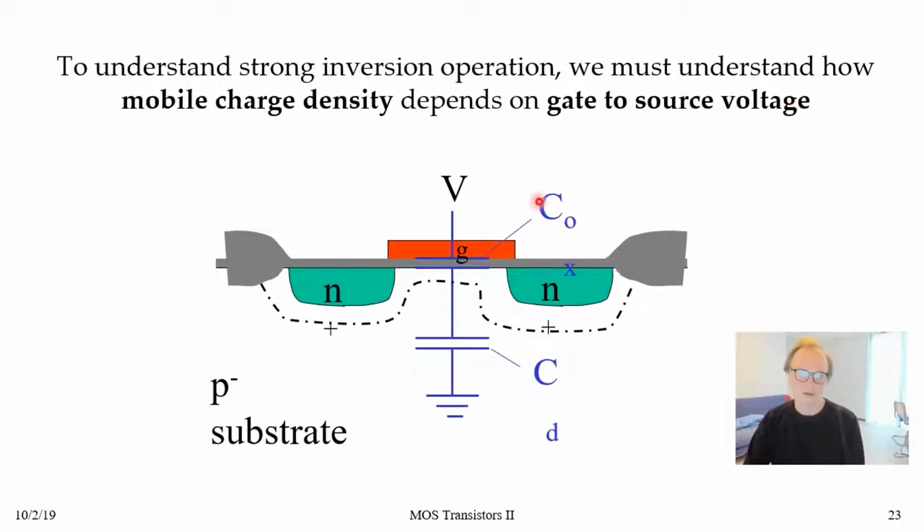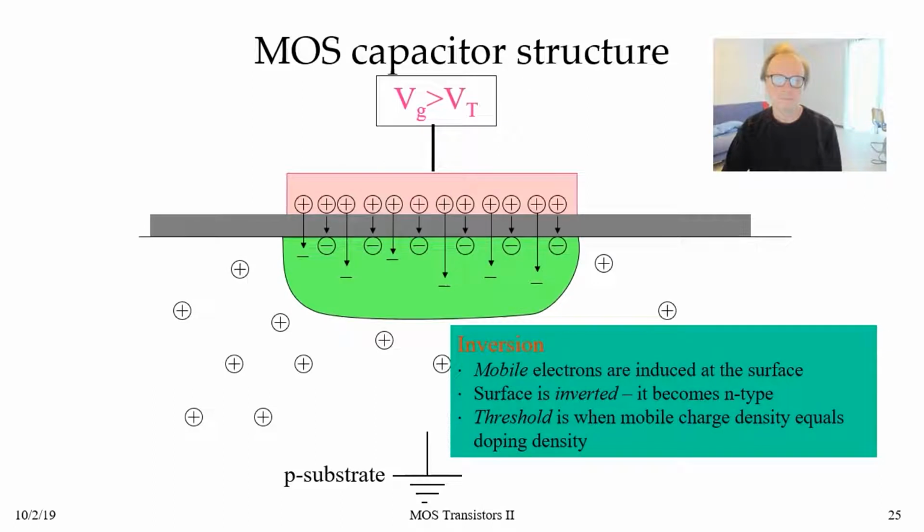So let's consider it again in terms of this depletion capacitor, with Cox and Cdep determined together, what's happening here at the surface. Again, we have to look at the MOS capacitor structure, where we have the gate, the gate oxide, this depletion inversion region, and the substrate.